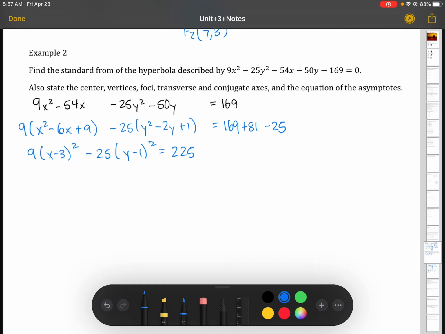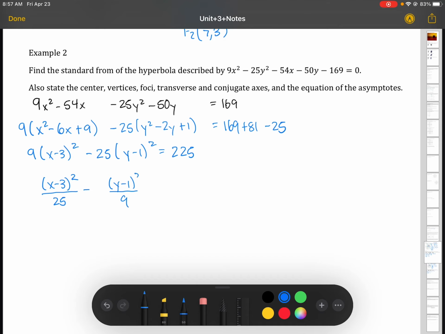Now our next step is going to be to divide by 225. And conveniently, when we do that, we get x minus 3 squared. So 9 over 225 reduces to be 1 over 25. And negative 25 divided by 225 conveniently reduces to be 1 over 9.